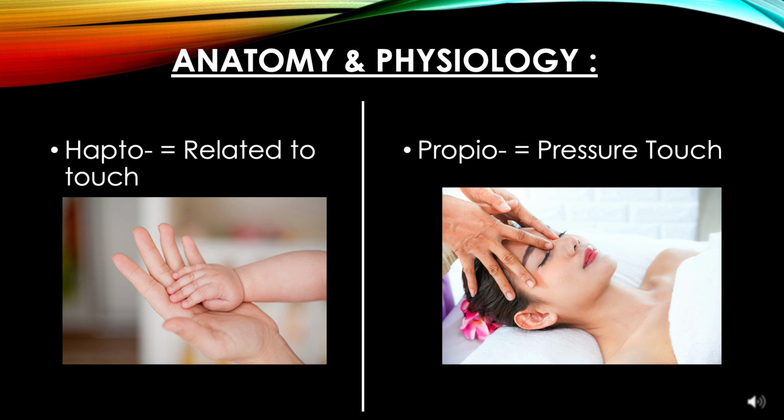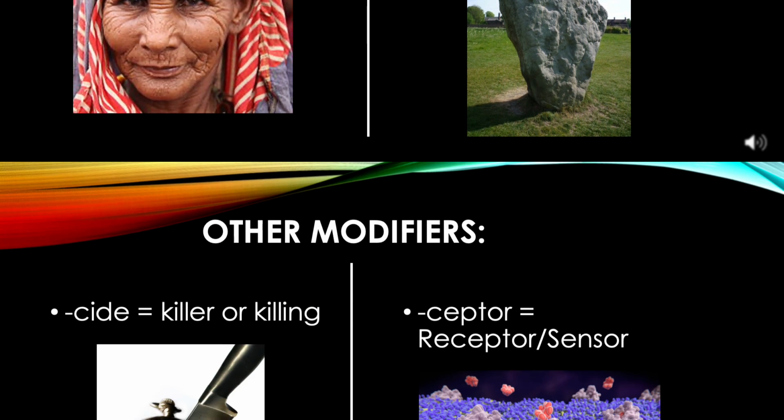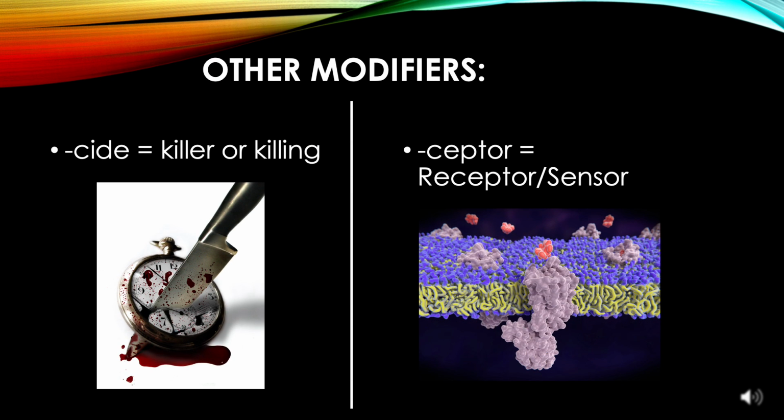Next two examples of modifiers are related to anatomy and physiology. Hapto means related to touch, and proprio means pressure touch. Other modifier examples are geri, gero, or geronto, which means old age, and lith means stone. Other modifier examples are cide means killer or killing, and ceptor means receptor or sensor.